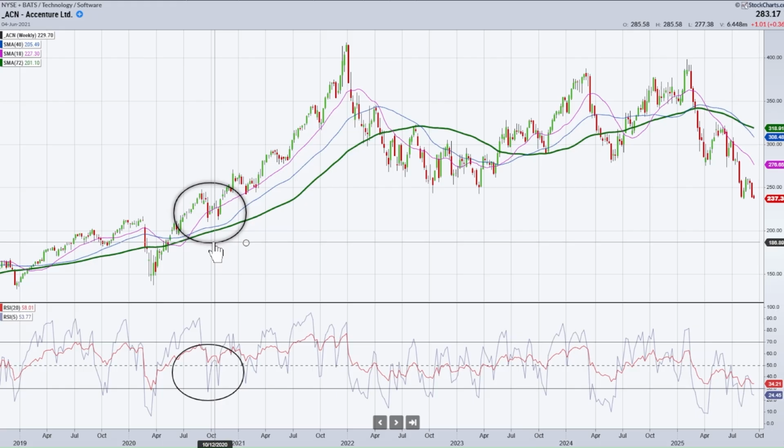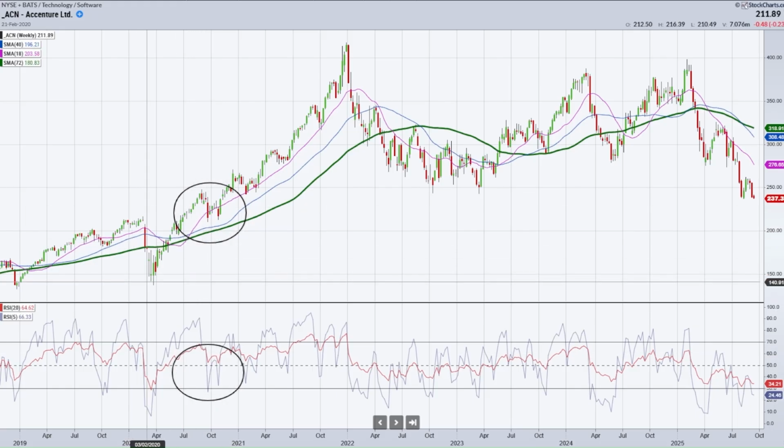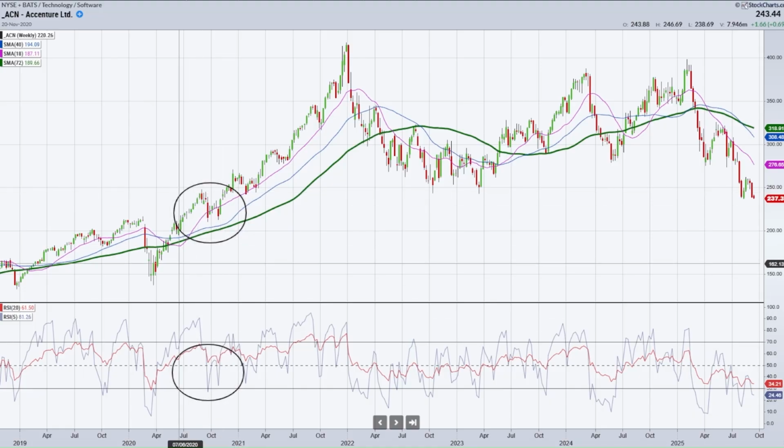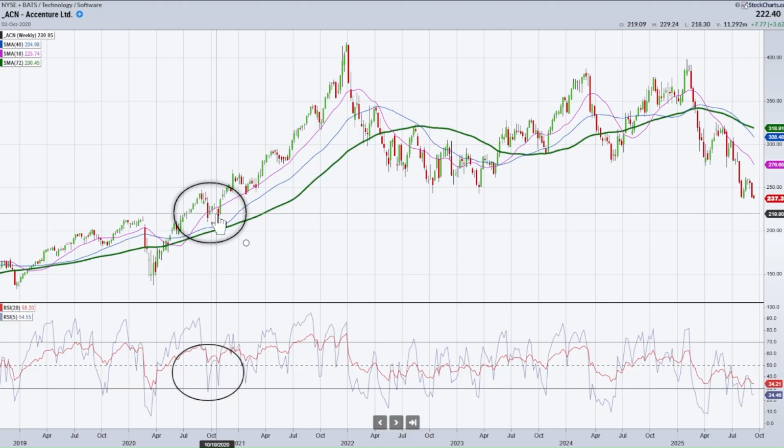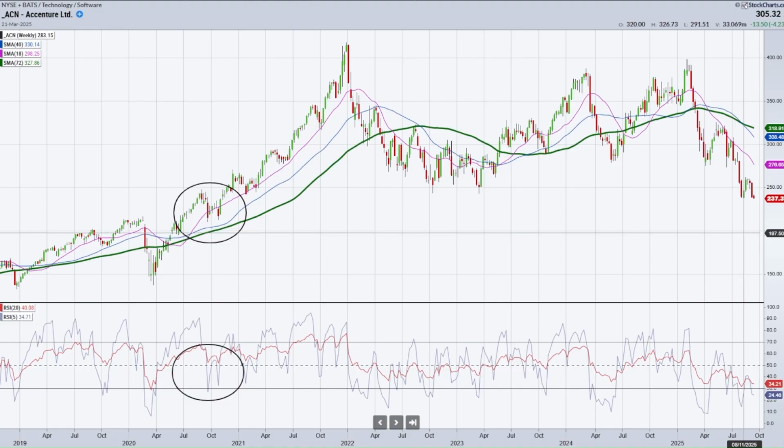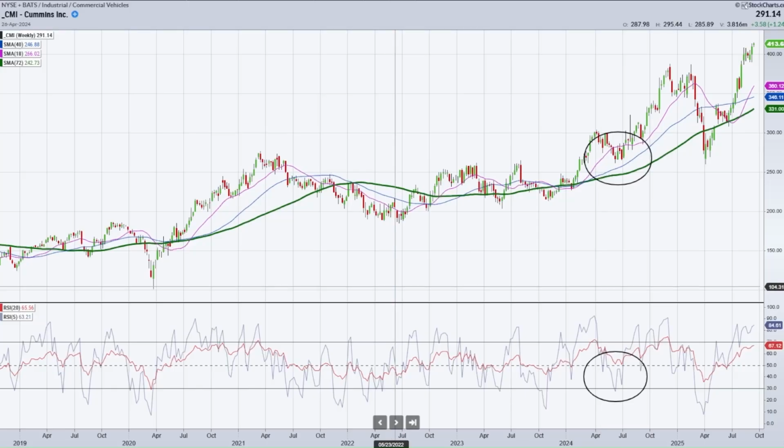Look at something like ACN. You can see this back in 2020, sharp move to the downside, V-bottoms, moves up, but then after we get trending to the upside, we get this signal here. The first low is low enough on an RSI 5 basis to give that signal. It does come back and test, but then it takes off like a rocket over the course of the next 6 to 12 months.